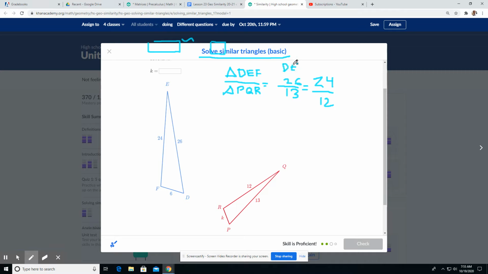Let me just go ahead and put their matching segments. This is segment DE. This is segment PQ. Has to match segment EF. Has to match QR, it's proportional to QR. Equals the last one, FD. FD is 6 over RP. Segment RP. RP is our unknown K.